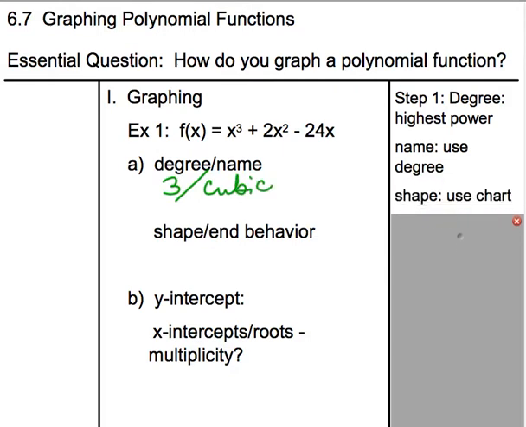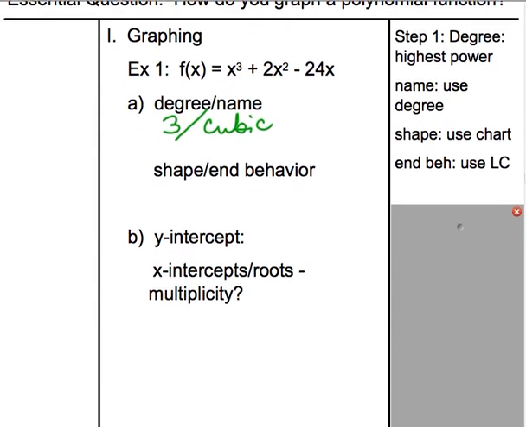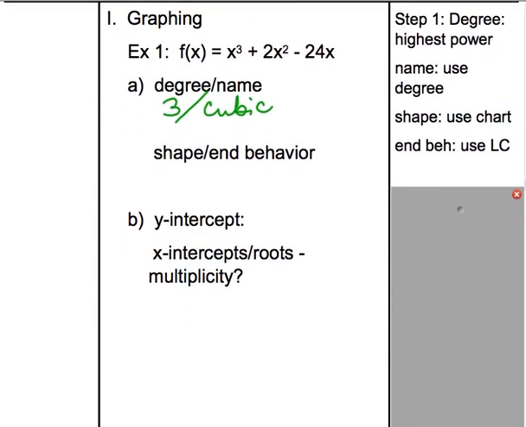Second piece, for the shape of the function and the end behavior, we will use the chart that I gave you in the vocab and the leading coefficient. What I would like you to do for shape or end behavior is to sketch which way the graph will be facing. Because our lead coefficient is positive, our cubic function will start down and open up. That's what I'm looking for, just a little sketch.